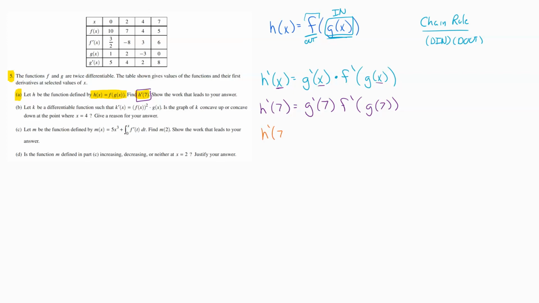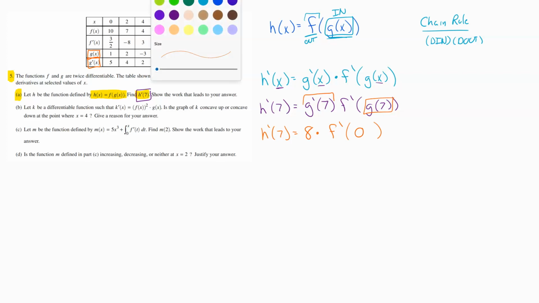Working our way now, this is where the table comes in. So we've got h prime of 7 would equal g prime of 7, so 7 is right here, g prime is right there, so g prime of 7 would be 8. So we get 8 times, and then you work your way from the inside out. This will be 2 steps. So we get f prime and then g of 7. Again, there's 7. The g piece would be right here, so that would be 0.